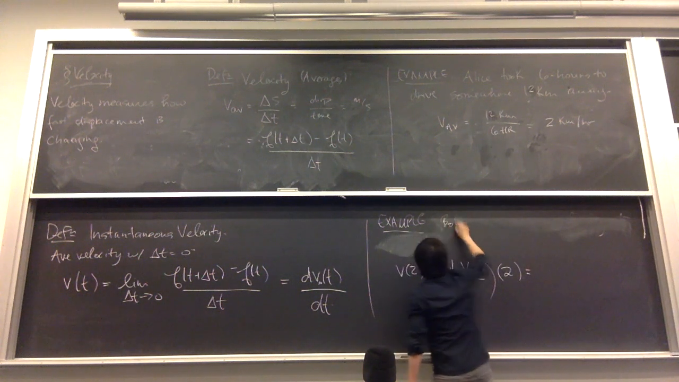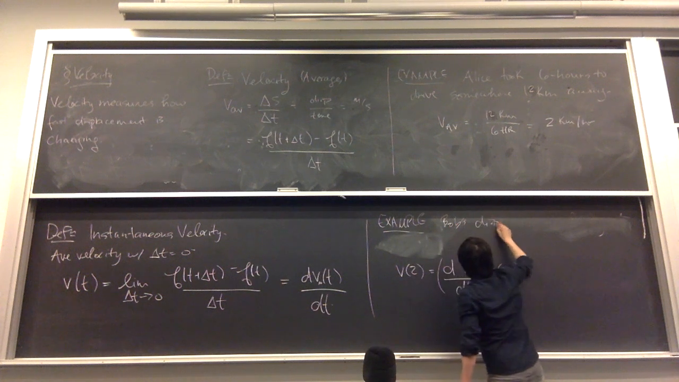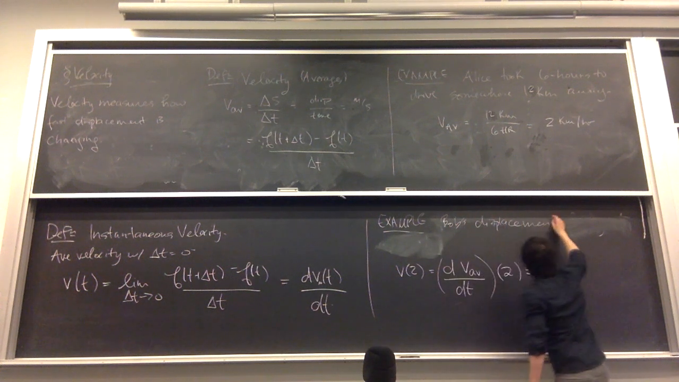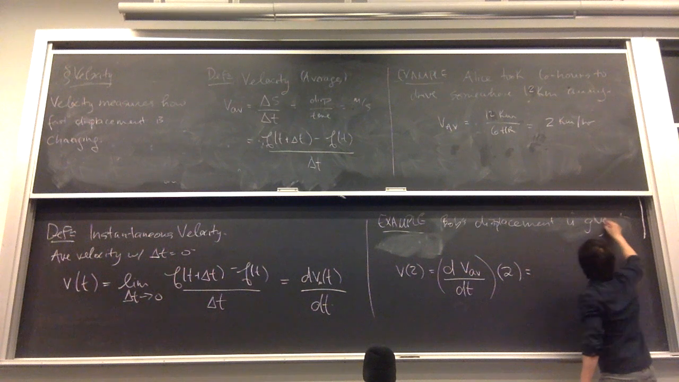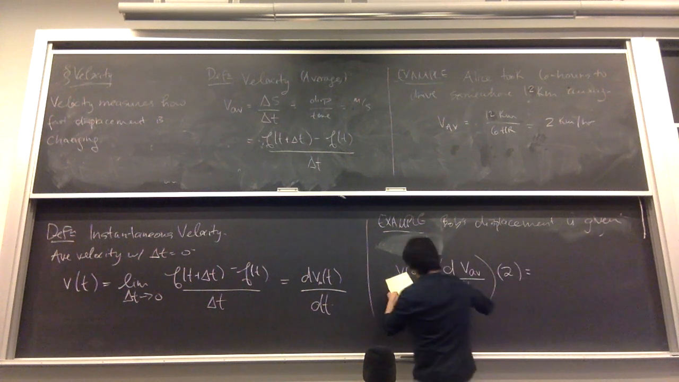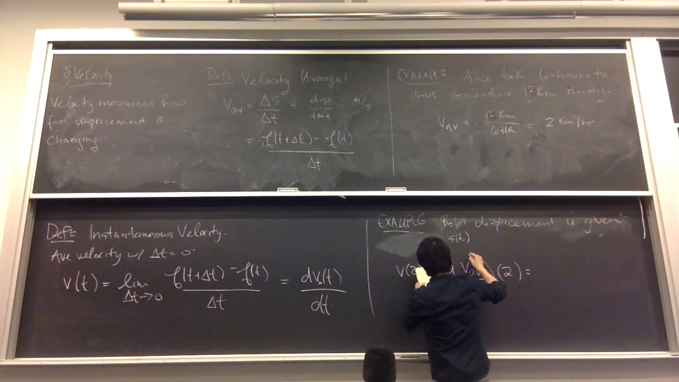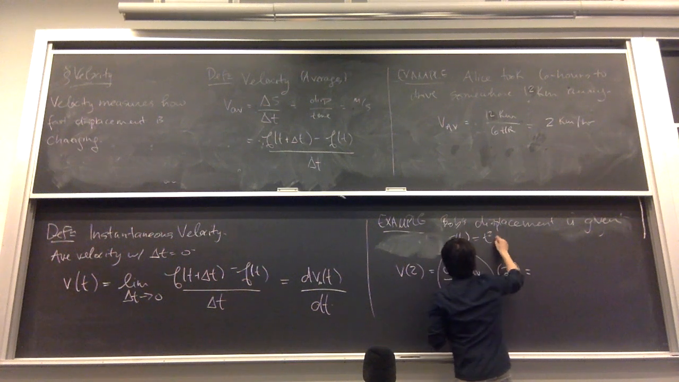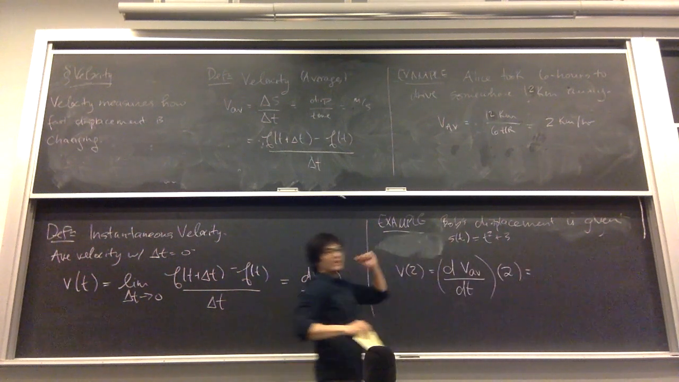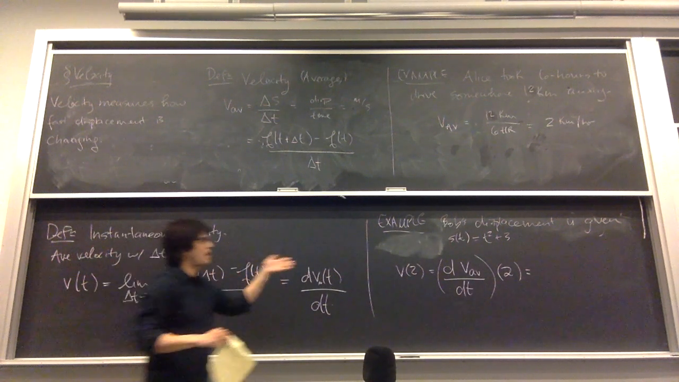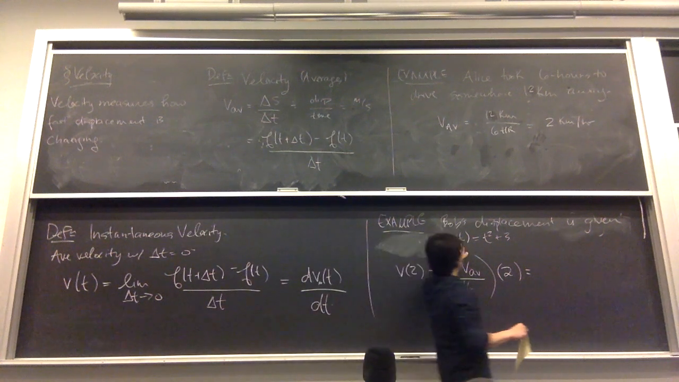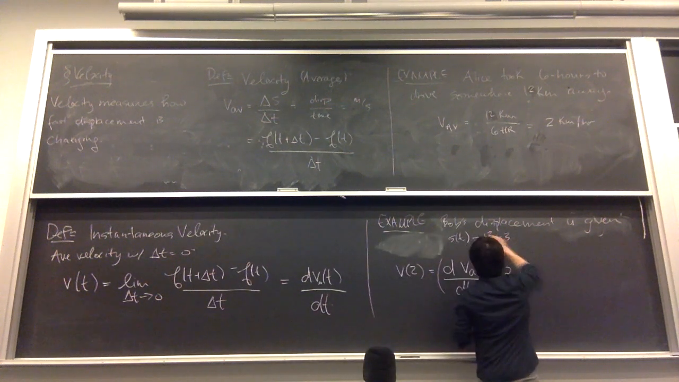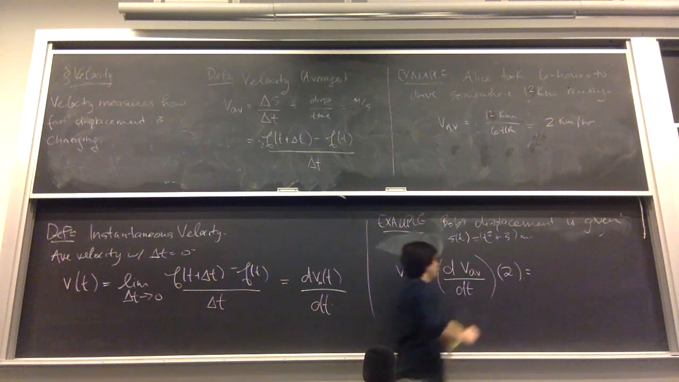All right, so Bob's displacement is given by, and I'm just going to make something up, and then we're going to ask ourselves what kind of interpretation this is. I just made that up, came out of my head. It's a parabola. So I'm telling you Bob's displacement is given by, at time t, he is going to be t squared plus 3 meters displaced.